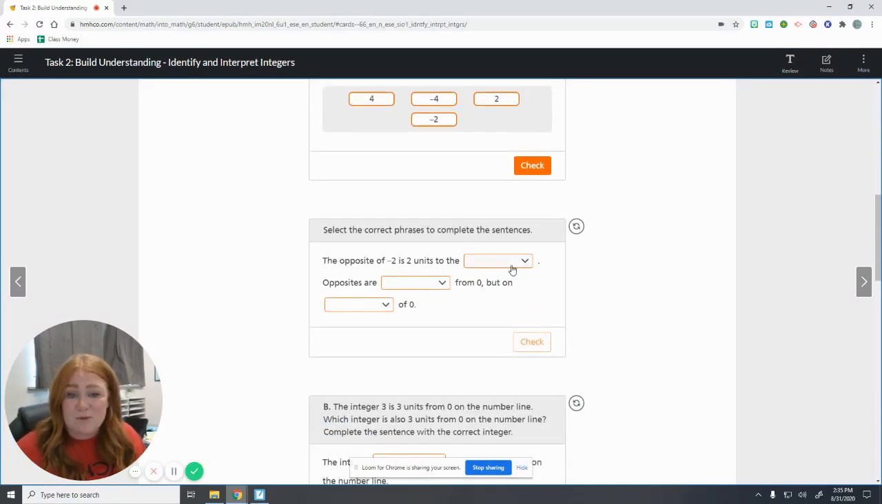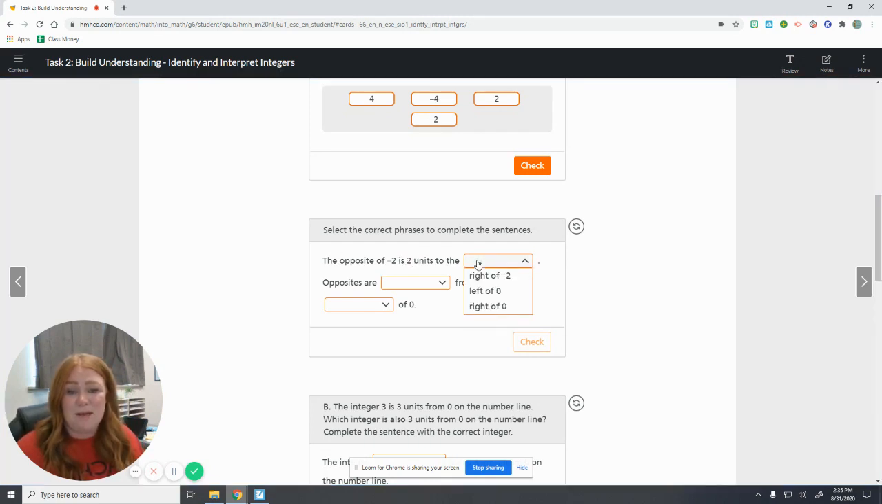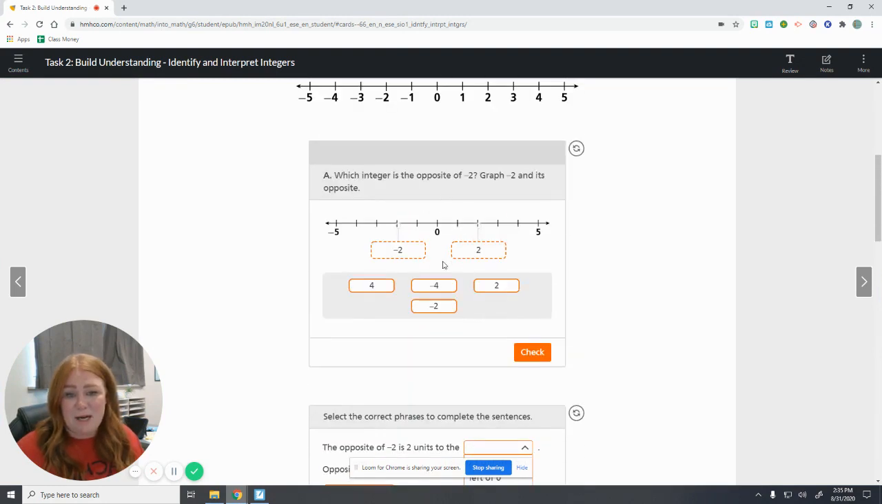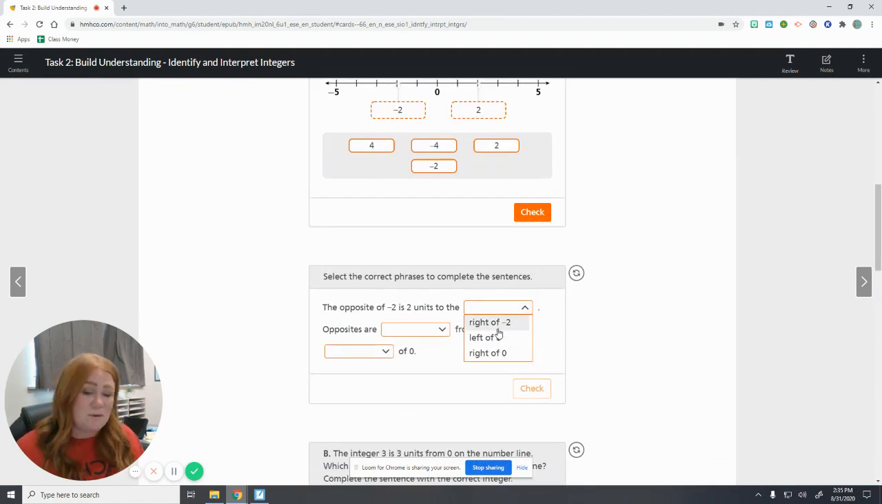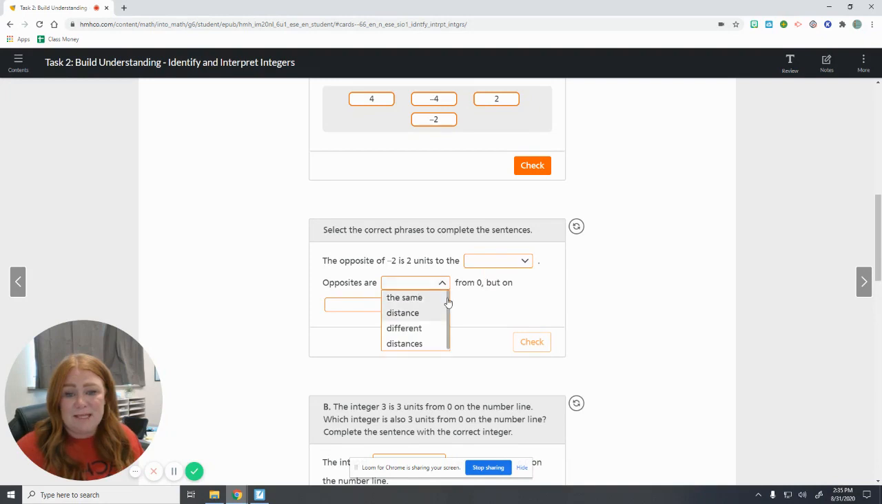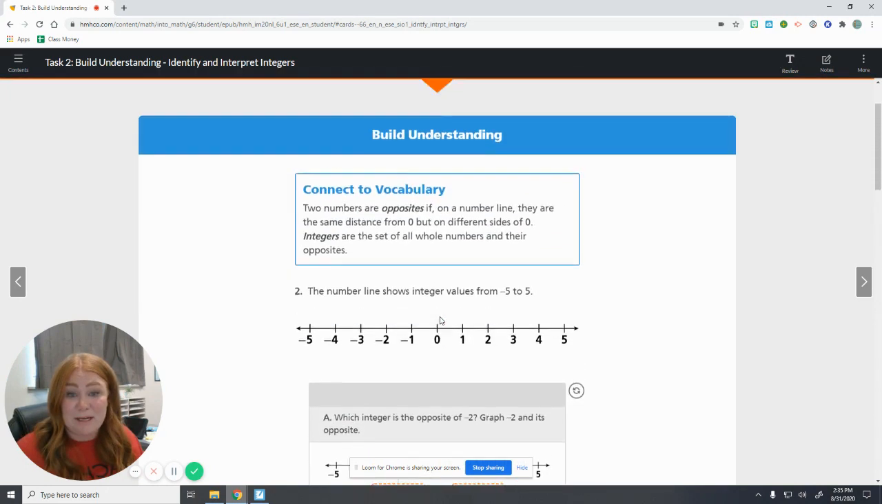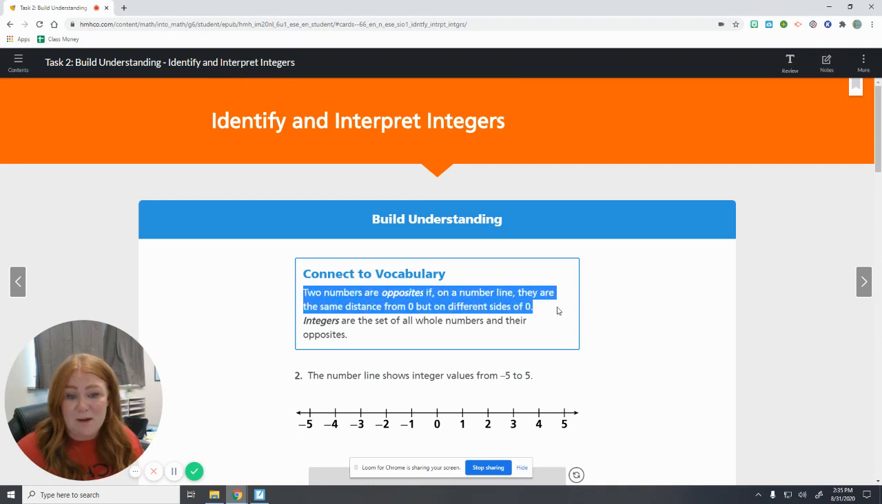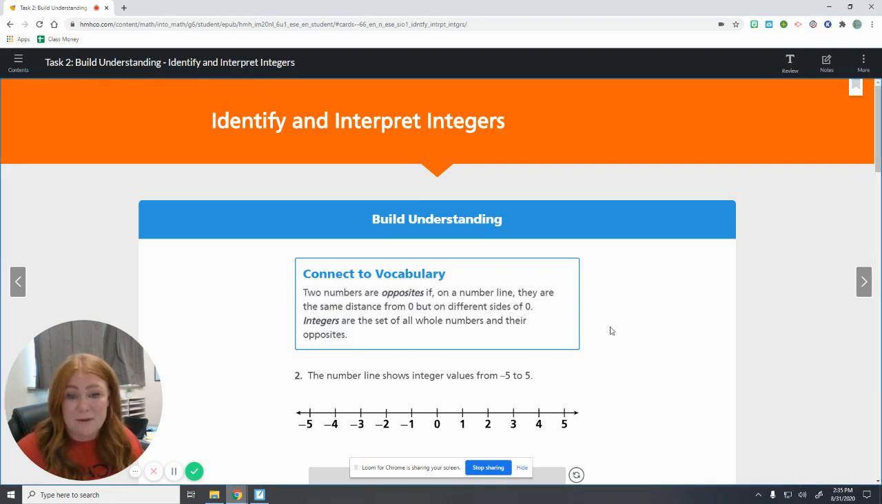So this asks us to drop these down and fill out this sentence. The opposite of -2 is 2 units to the blank. So looking back up here, you're going to answer, is it right or left of 0? So the opposite of -2, is it right or left of 0? And see if you can finish filling that out as well. Opposites are blank from 0, but on blank of 0. If you need help remembering that, you can come and check out our definition of opposites right up at the top.